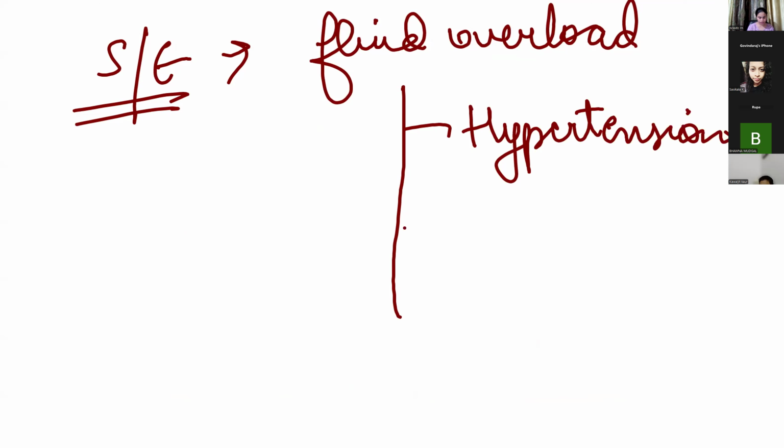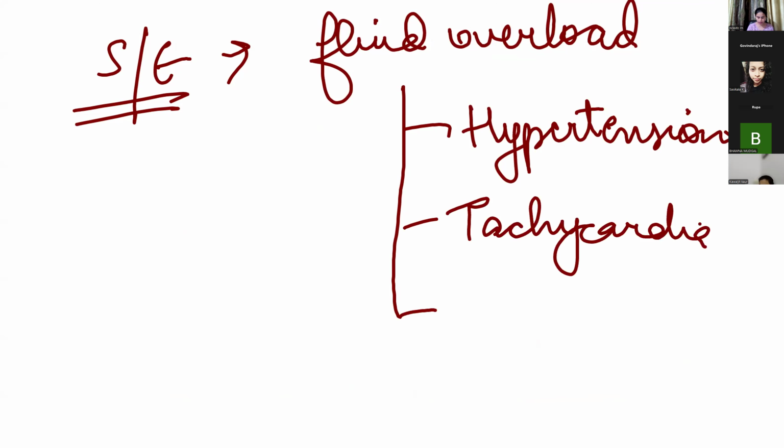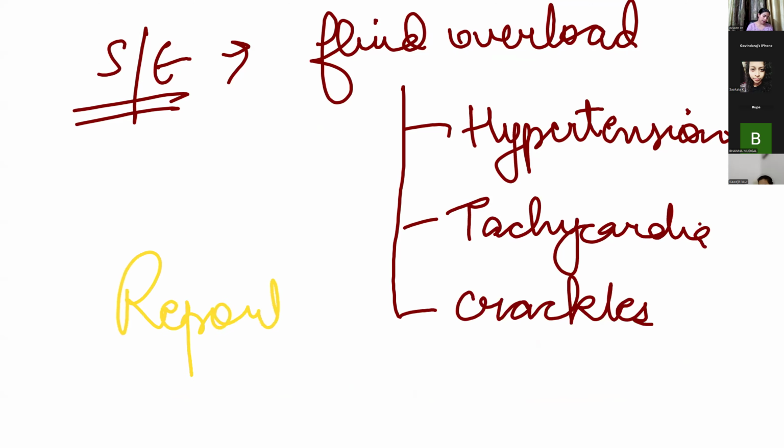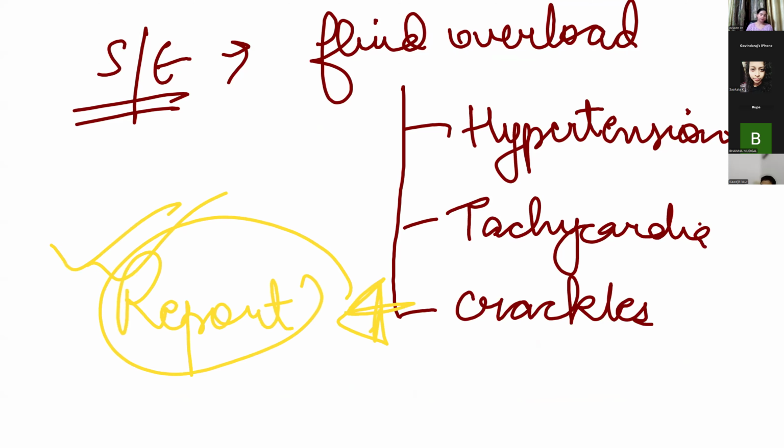Hypertension, tachycardia, and crackers. One thing now from here also, if there are crackers, you need to immediately report. If you are hearing crackers, you need to immediately report. It is very important.